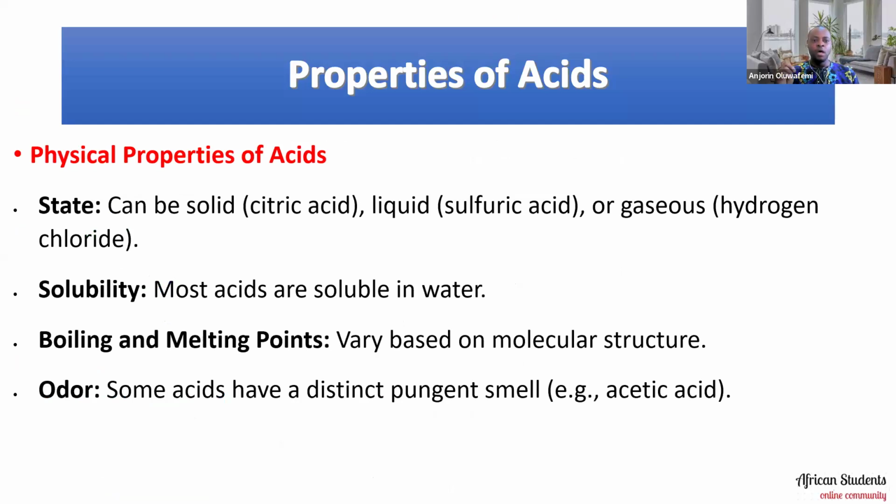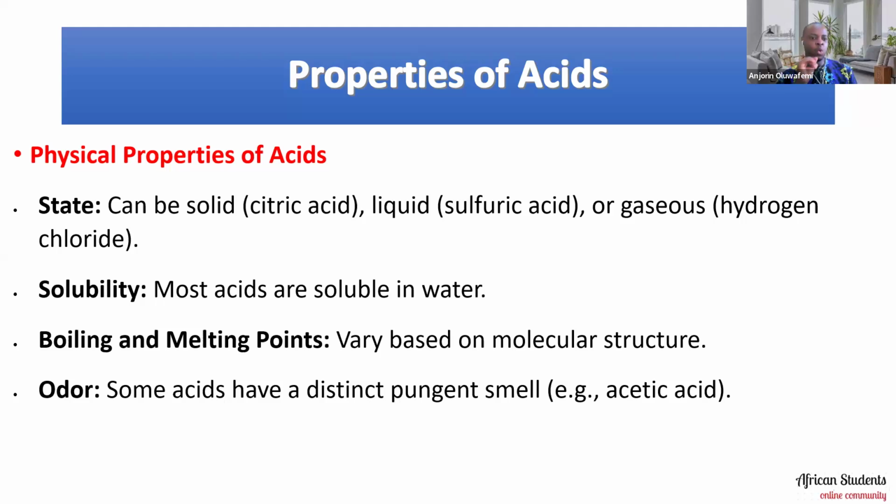Now, in terms of their state, acids can be solid like citric acid, liquid like sulfuric acid, or gaseous like hydrogen chloride. In terms of solubility, a physical property, most acids are soluble in water. Looking at the boiling point and melting point, they vary based on molecular structure.